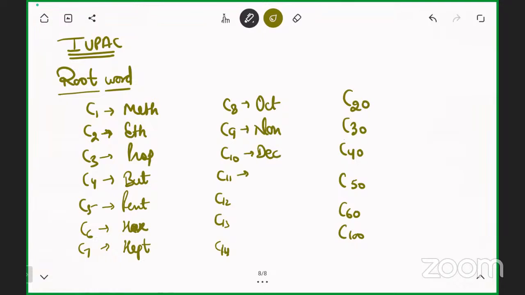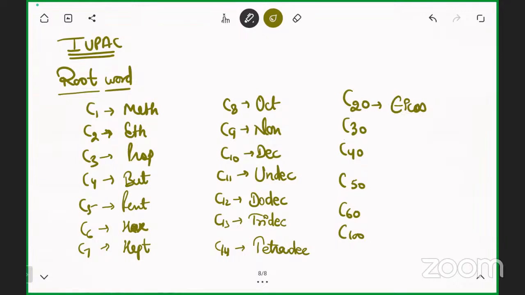C11, undec. C12, dodec. C13, tridec. That's all you have to do. Un means one, do means two, tri means three, and for C14 it is tetra, so it will be tetradec. Similarly you can go hexadec, heptadec, octadec, nonadec. That's not a big deal. C20 is known as icos.